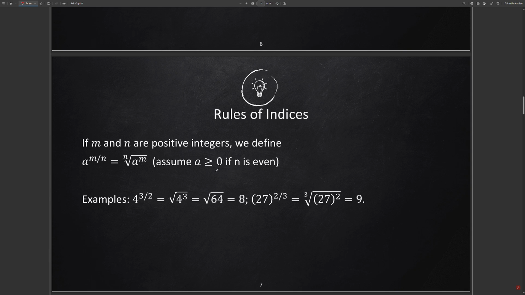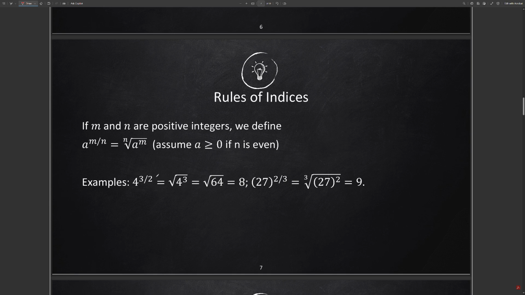Assume a is greater than or equal to 0 if n is even. So 4 to the power of 3 upon 2 is 4. So we put the numerator, which is 3, inside, and the denominator is outside. But remember, this is a square root, so it's already 2. So I don't need to write a 2 here.